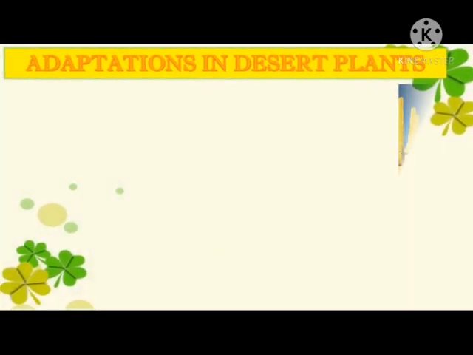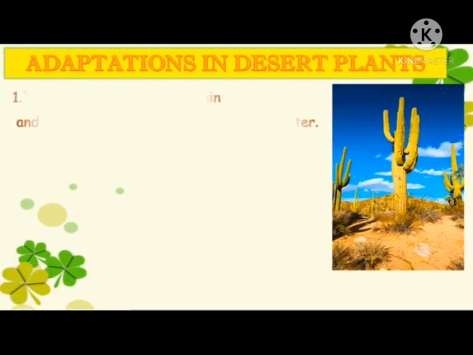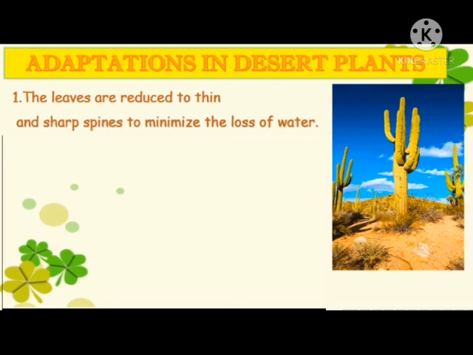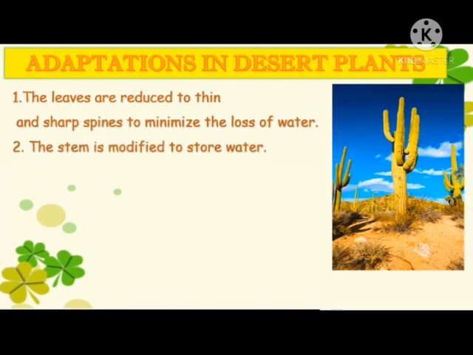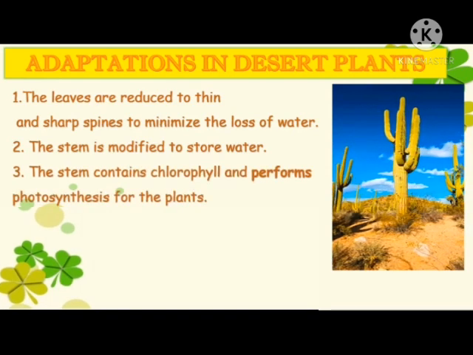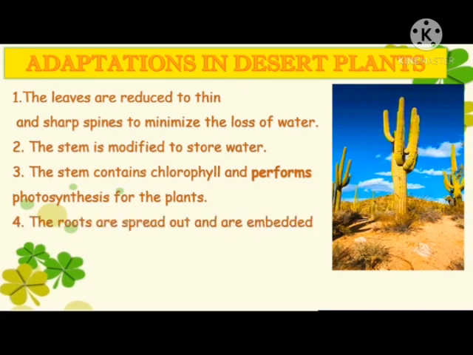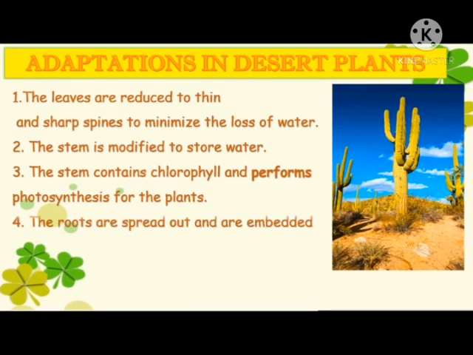Adaptations in cactus plants. The leaves are reduced to thin and sharp spines to minimize the loss of water. The stem is modified to store water. The stem contains chlorophyll and performs photosynthesis for the plant. The roots are spread out and are embedded deep in the soil to absorb water.